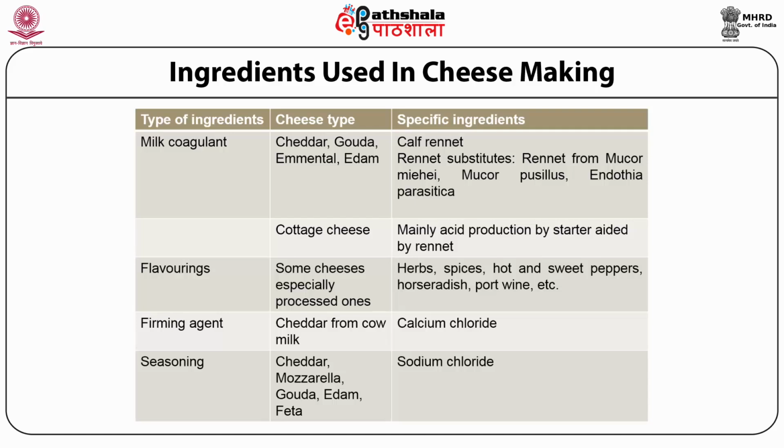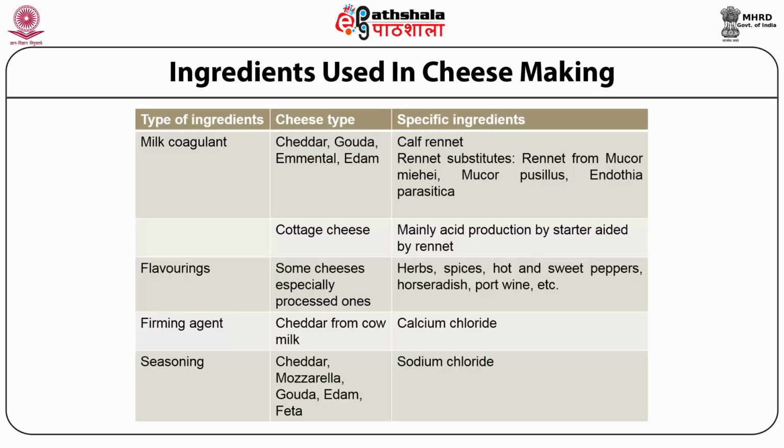Next ingredient is flavoring. In some cheeses, especially the processed cheese ones, including the processed cheese foods, we can also take help of herbs, spices, hot and sweet pepper, horseradish, port wine, etc. These will be used as a flavoring, and obviously the palatability of the cheese will definitely be greater.